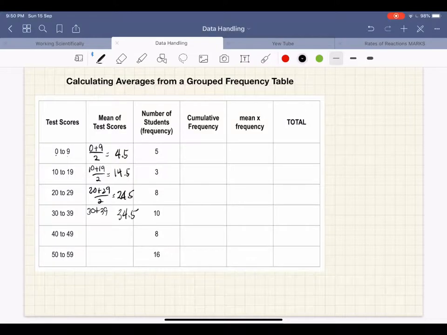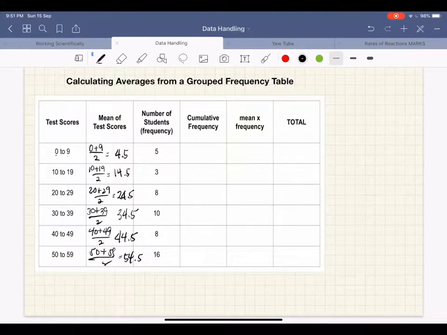30 plus 39 over 2, which is 69 over 2, gives you 34.5. Okay? 40 plus 49 over 2 is, you guessed it, 44.5. And the last one, 50 plus 59 over 2 gives us 54.5. Okay, so that's it. That's all you need to do. Okay, so what is the next thing?